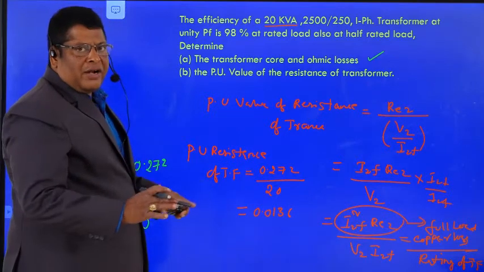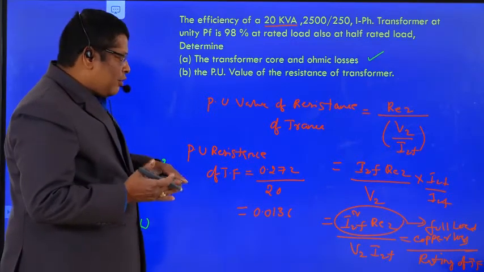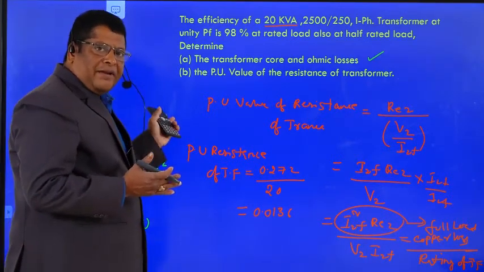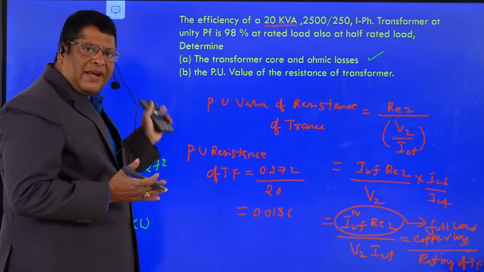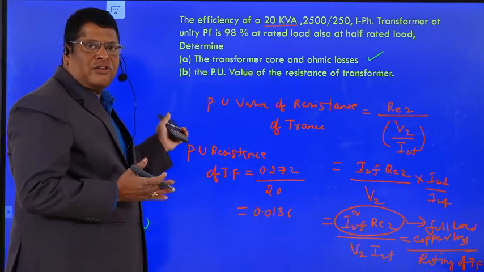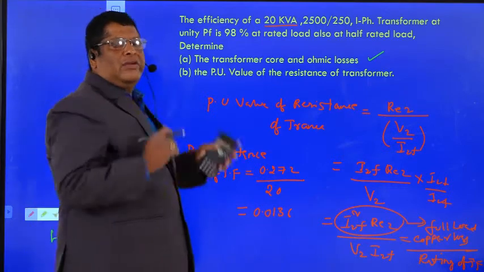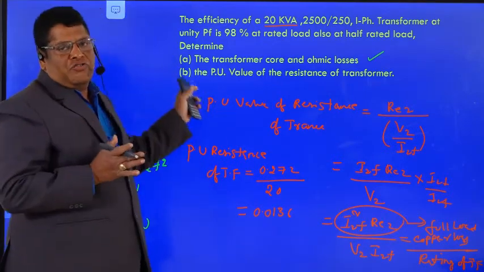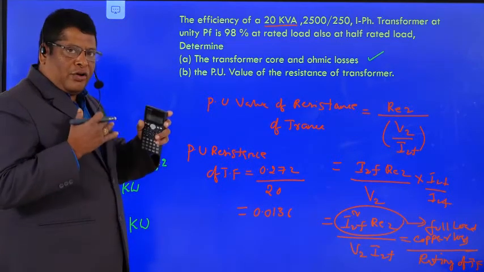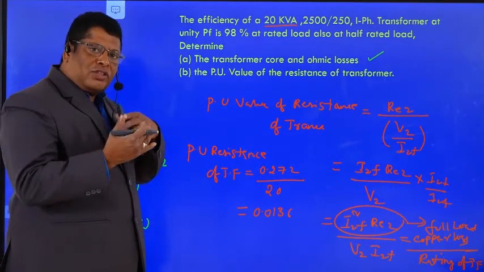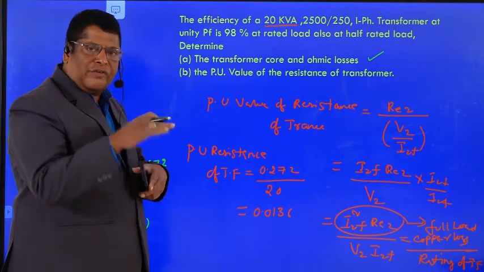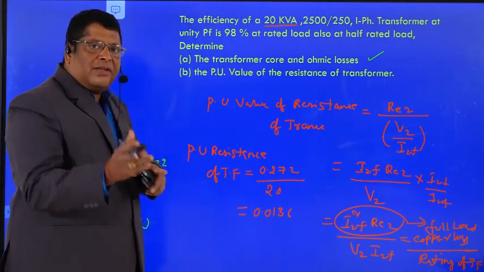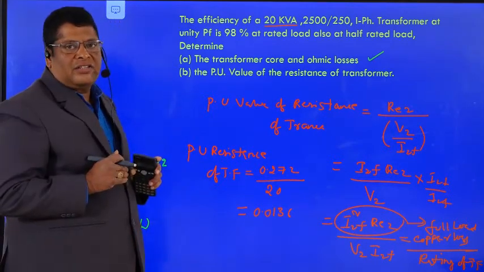The per unit resistance of a transformer is 0.0136. In the same manner, if you want to find the per unit value of the resistance with respect to the primary, considering the primary values, we also get the same value. That is the beauty of calculating the per unit value for the transformer. Whether you calculate it with respect to the primary or secondary, you get the same per unit value.